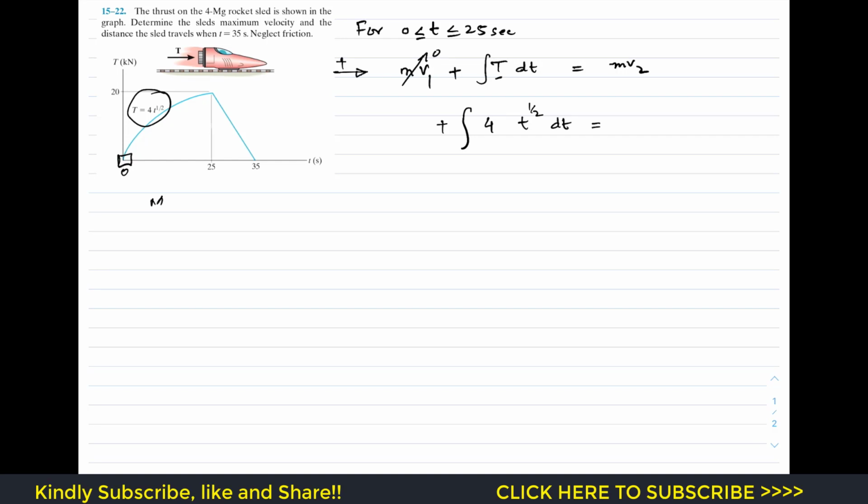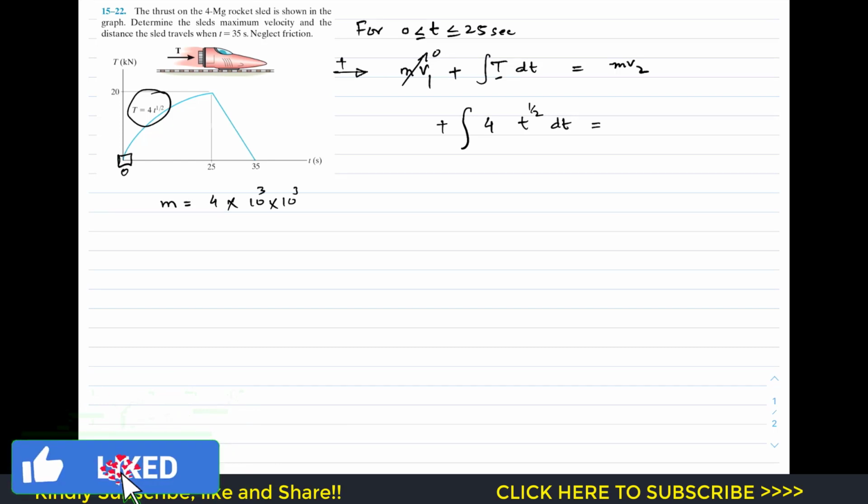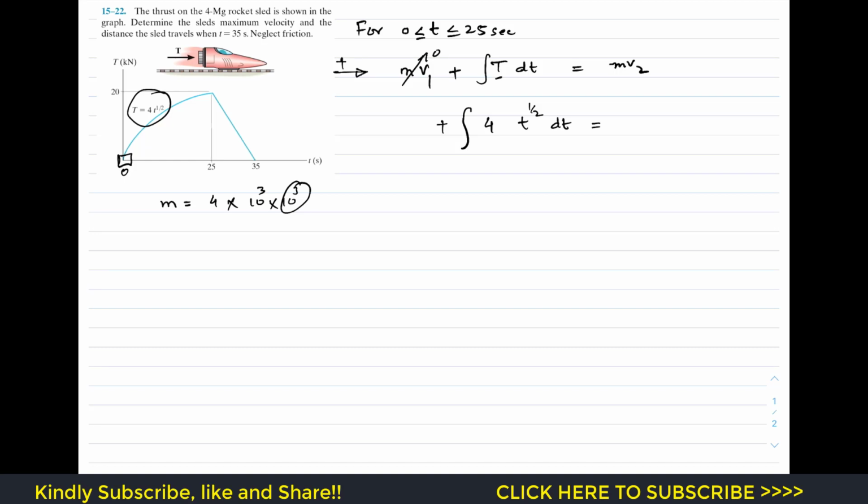So mass is 4 mega. Mega is 10 raised to the power 6, or instead we can write this as 10 raised to the power 3 multiplied by 10 raised to the power 3. So 10 raised to the power 3 is kilo, right? This is in grams, and 10 raised to the power 3 is kilo, so the mass is 4 into 10 raised to the power 3 kg. So I will write that this is 4 into 10 raised to the power 3 and v2.